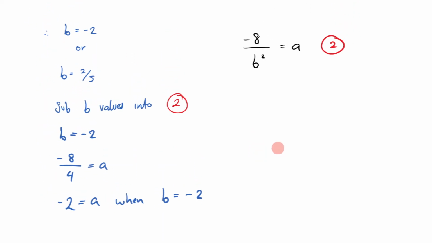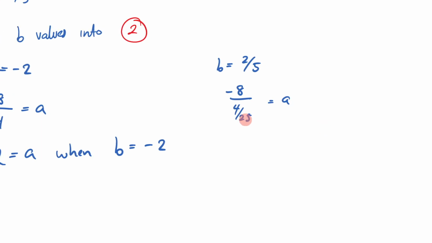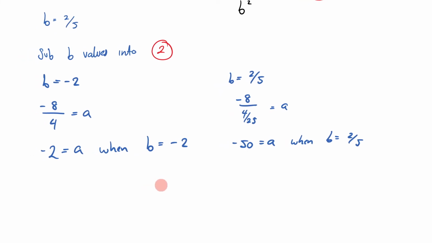And then the other one I've got is when b is equal to 2 on 5. That's going to be negative 8 on, now if I put 2 on 5 and square it there, it's going to be 4 on 25 is equal to a. Okay, that's going to be 25 times 8 divided by 4. So this we can pretty easily do in our head. 8 times 25 is 200. 200 divided by 4 is going to be 50. So that means what I'm going to end up with here is negative 50 is equal to a when b is equal to 2 on 5. Okay. Wow.